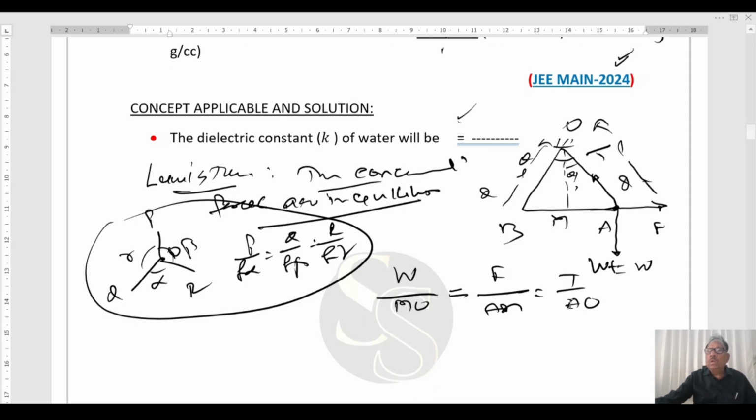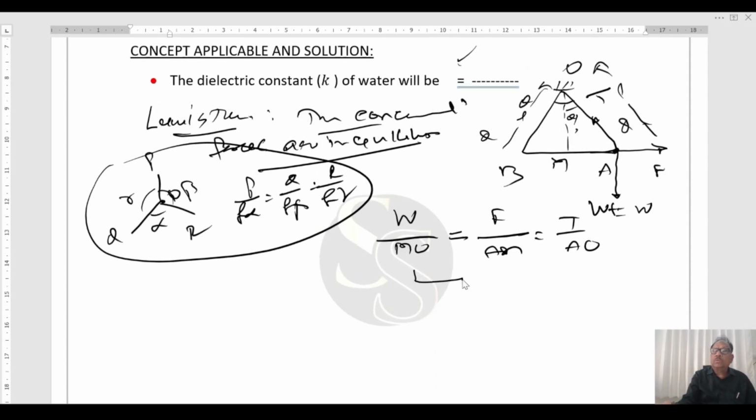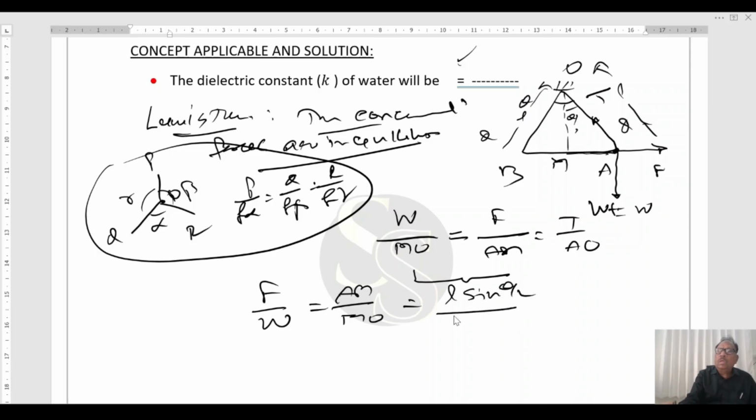Right? Now, rearranging it. F upon W will be equal to AM over MO. AM will be equal to perpendicular over hypotenuse, sin theta by 2, L sin theta by 2. And in this case, base over hypotenuse, that will be L cos theta by 2, that is tan theta by 2. Right? This is equation 1.